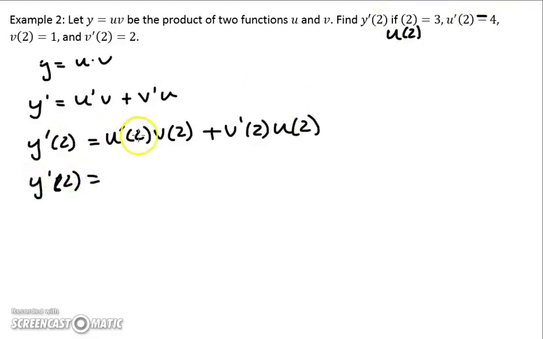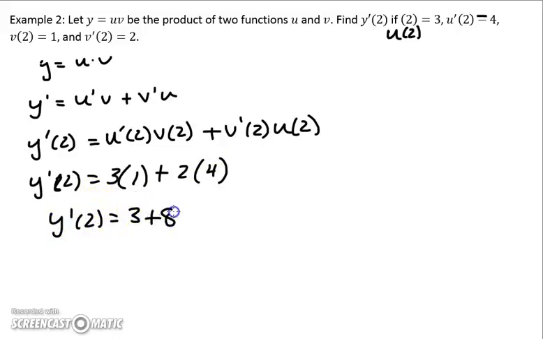So we know u prime of 2 is 3, v of 2 is 1, v prime of 2 is 2, and u of 2 is 4. So that's going to be 3 plus 8. So that's going to give us an answer of 11.